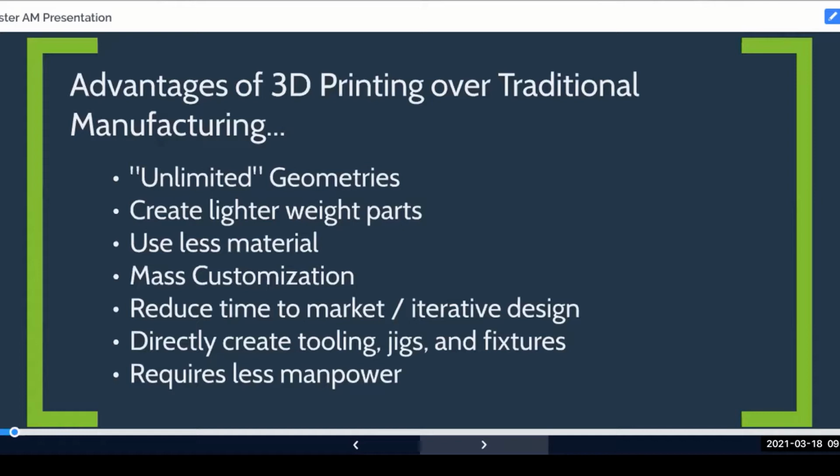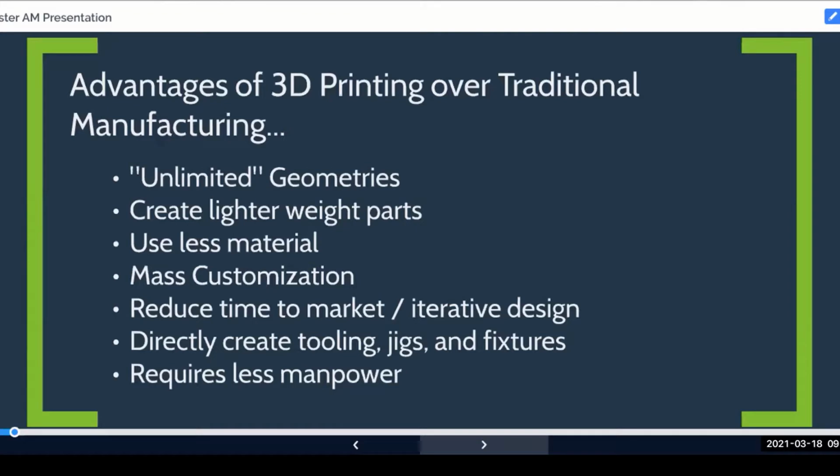Because we have unlimited geometries, because we're creating lighter weight parts, we use less material. If we think about its corollary, which is subtractive, we start with a big billet of material and we remove what we don't want. All of that stuff we're removing becomes chips or pieces, and that's waste material. With additive, we're only using pretty much the material that we need to make the part, so it's a little bit more economic as far as material usage.